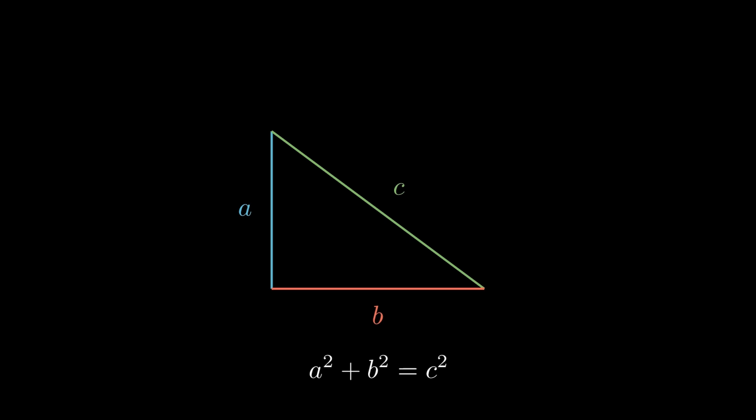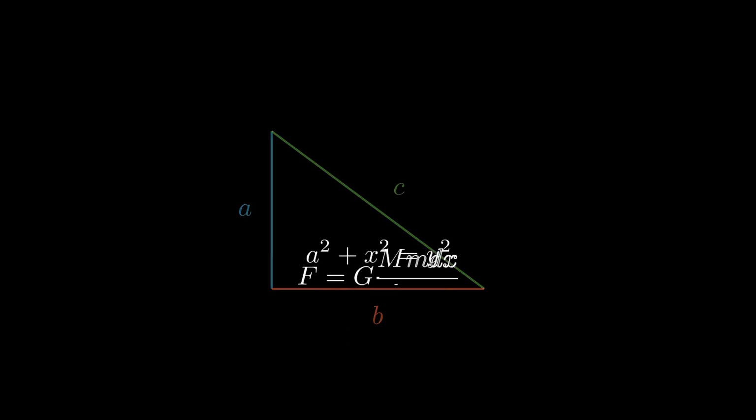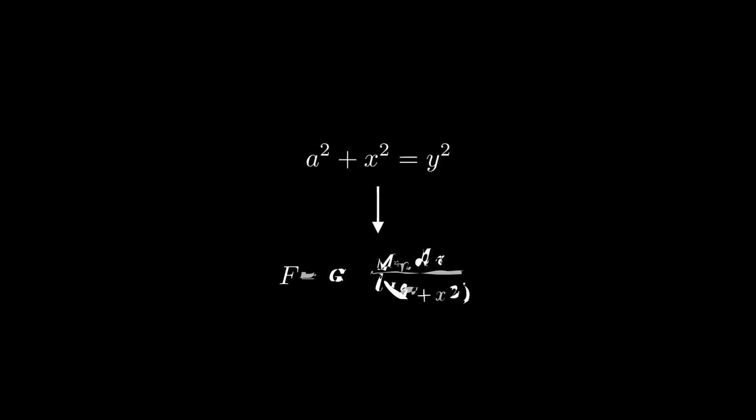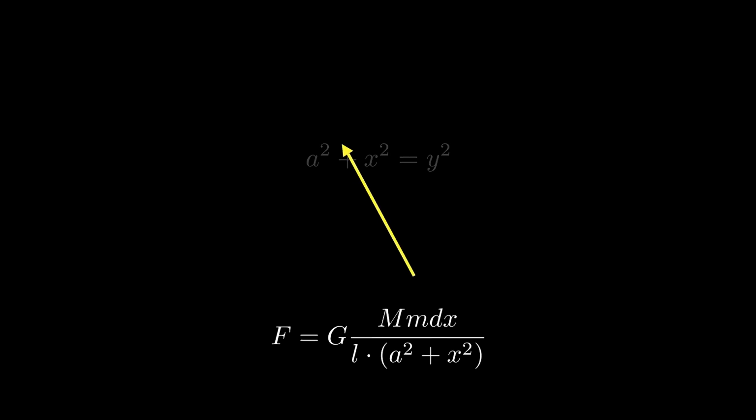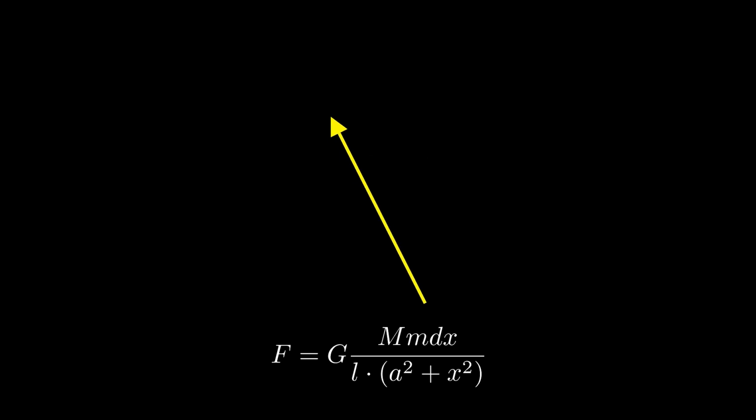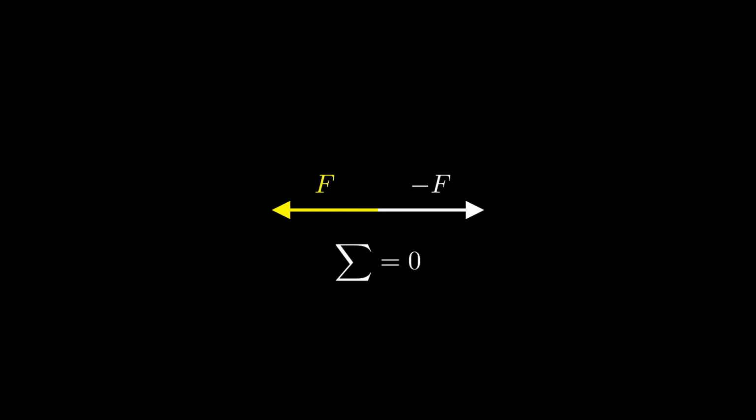We can express the distance y in terms of x and a. That's y equals the square root of a squared plus x squared. Substitute into the formula. That is the force of a single piece acting on the point. But things become a little bit different here, in that the force is a vector. It has direction. Two opposite forces may sometimes cancel each other.